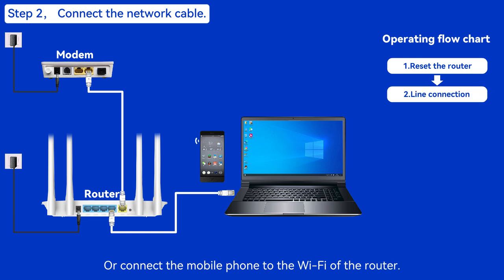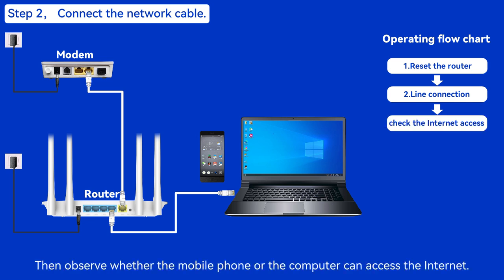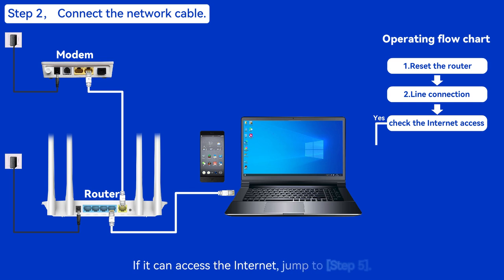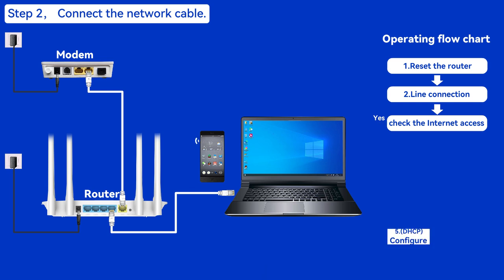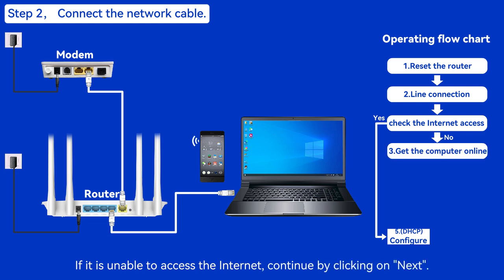Or connect the mobile phone to the Wi-Fi of the router. Then observe whether the mobile phone or the computer can access the internet. If it can access the internet, jump to step 5. If it is unable to access the internet, continue by clicking on Next.